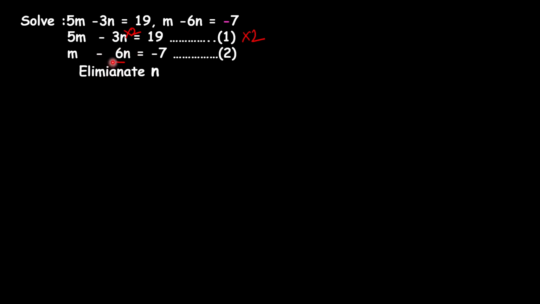We know that if the eliminating variable has the same sign, then we take subtraction. Therefore equation 1 multiplied by 2 minus equation 2.